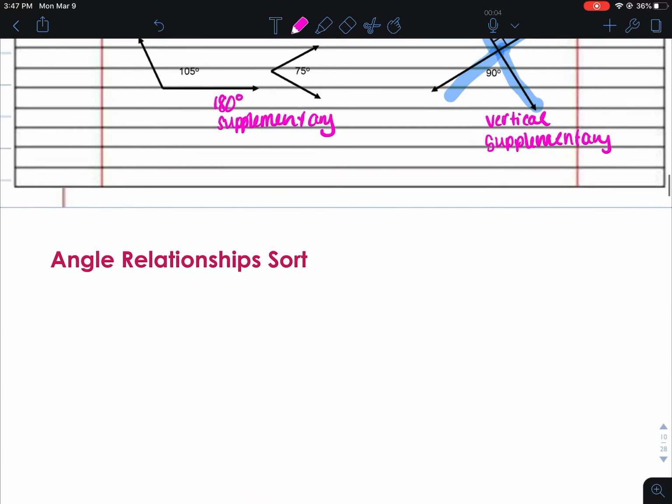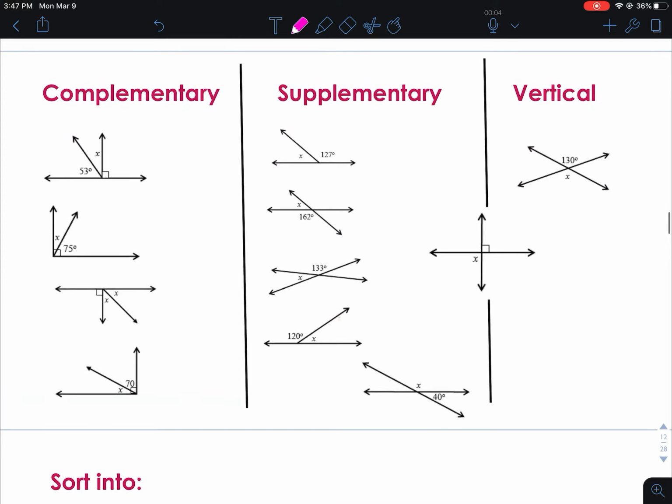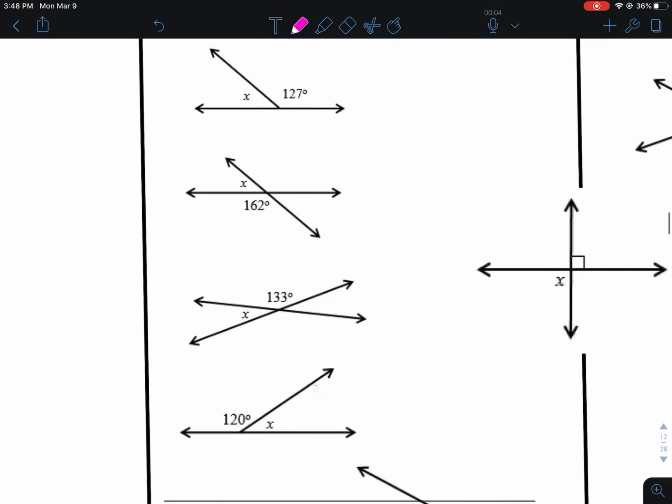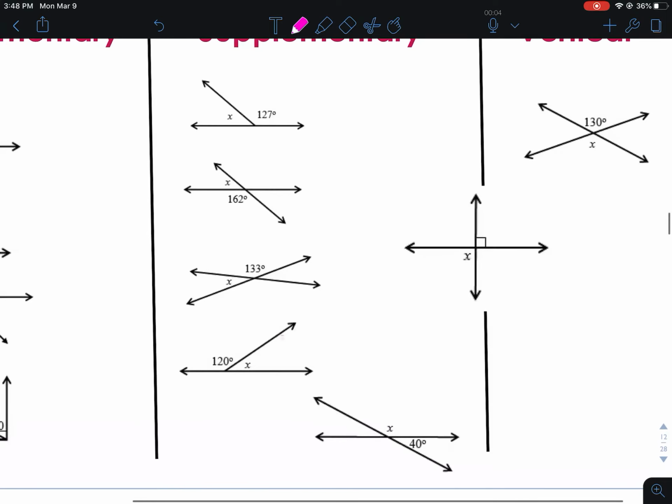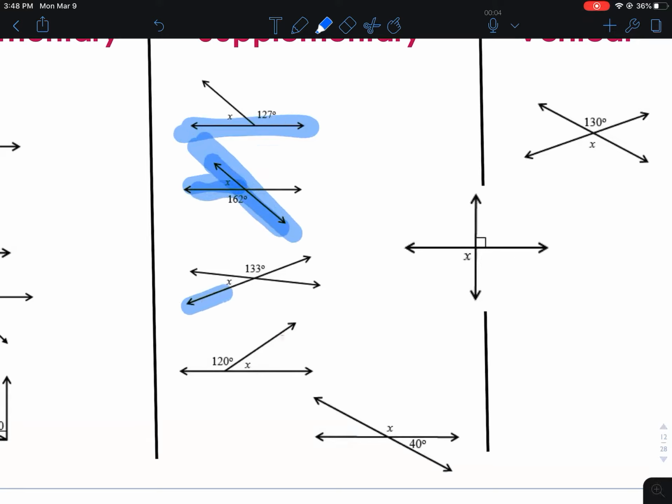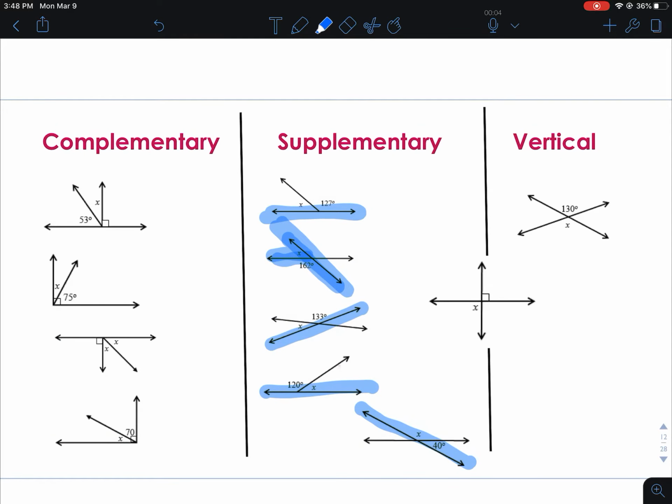Okay. All right. Then I had classmates sort all these different ones, just looking at them here, how they're in the different categories. Complementary, again, these are all ones that add to 90. Supplementary add to 180. They also make some nice lines. When you add these two angles together, they make this line. These two make this line. Those two make that line. So this is another way you can look at it. Those two make that line. And vertical, again, they're across and equal from each other.